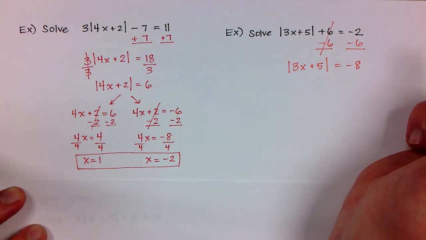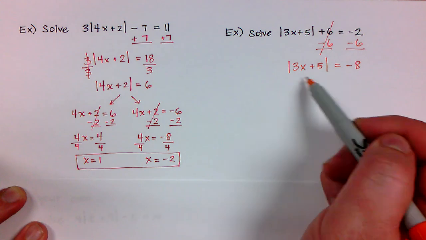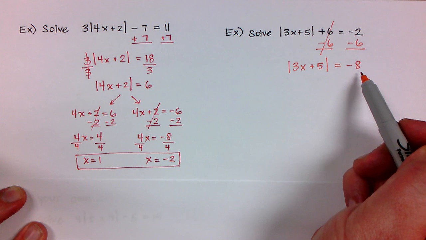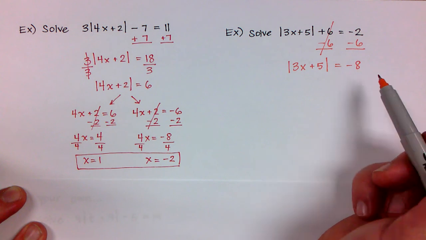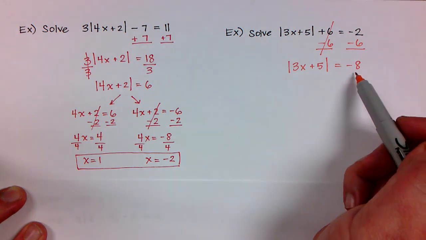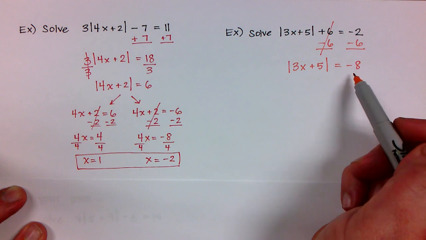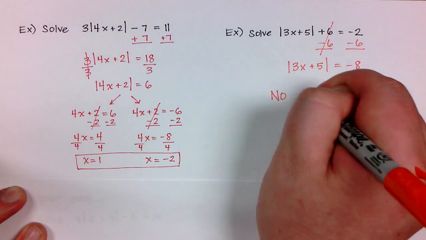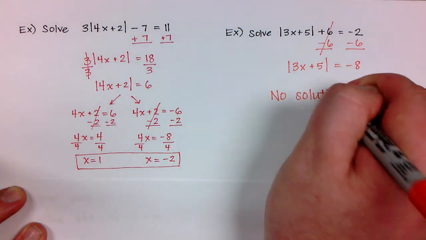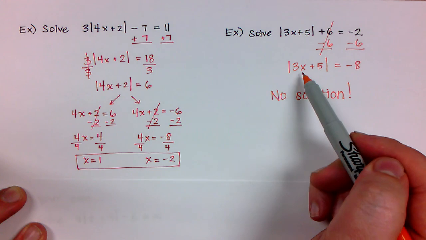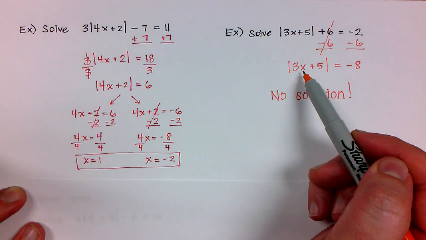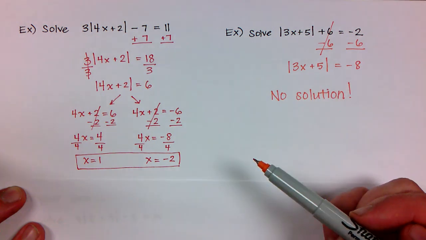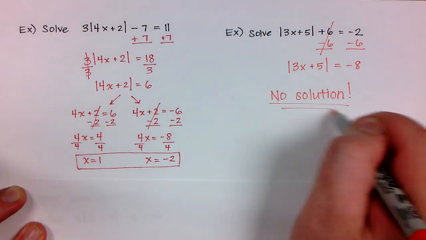Now we need to ask ourselves, does this even make sense? Can you take the absolute value of any number and say that it is a negative number? No, because we can't find the negative distance from 0. We're only going to have a positive distance to go back to 0. So whenever you get to a situation like this, you're going to stop and say no solution. Because you're not going to find any number. Even if I plugged in 1, the absolute value of 3 plus 5 would be 8, and 8 does not equal negative 8. So in this case, no solution.